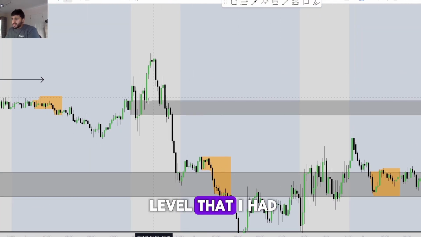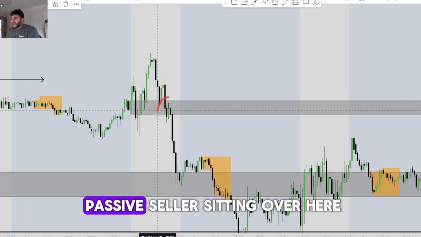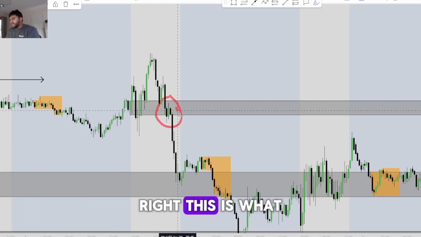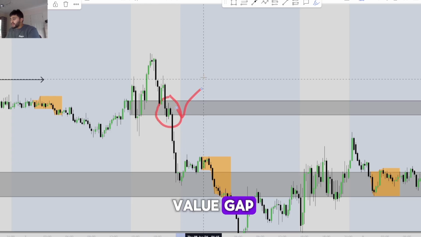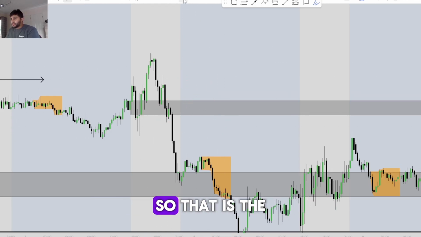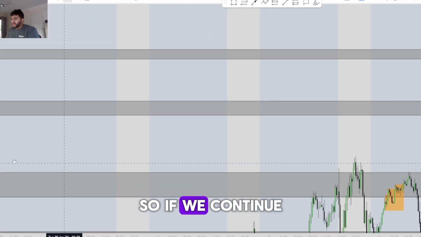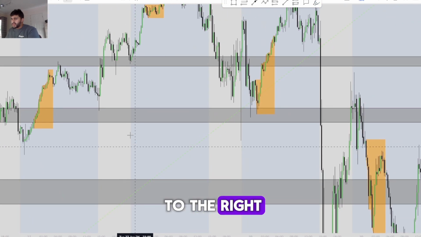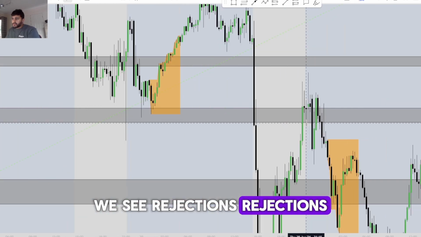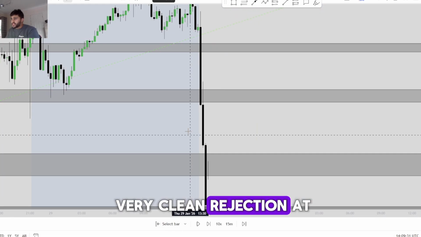So this was a level that I had from the 7th of January. And so what happened is we had a passive seller sitting over here, right? This is what confirmed the level. We had a fair value gap and we had absorption or passive sellers stepping in and they drove price down, right? So that is the first level that I was looking at. So if we continue to extend this over to the right, we see rejections, even FOMC, right? FOMC gave us a very clean rejection at this level.